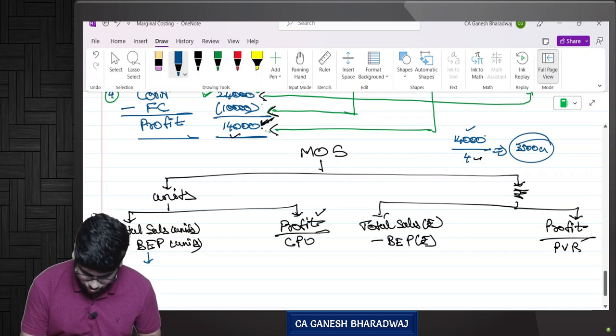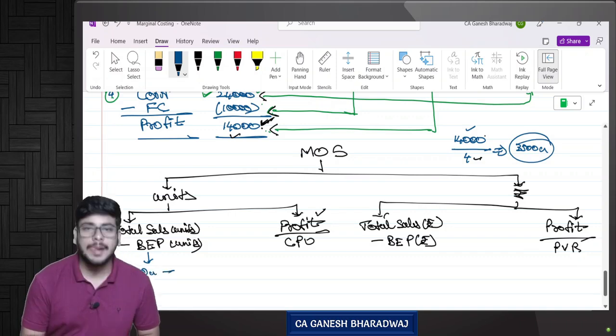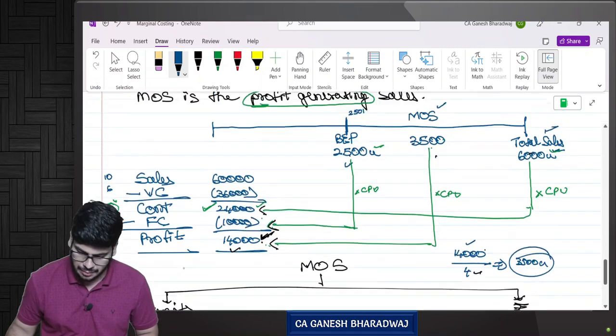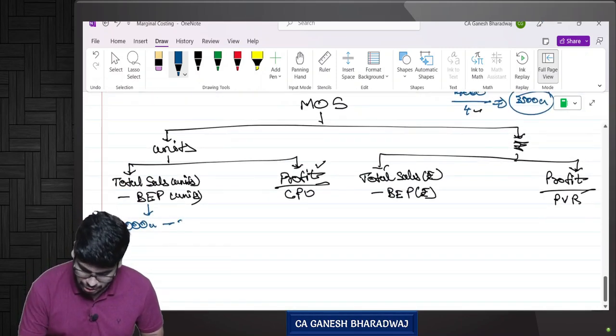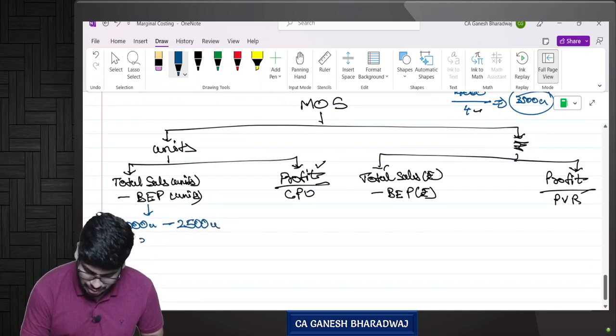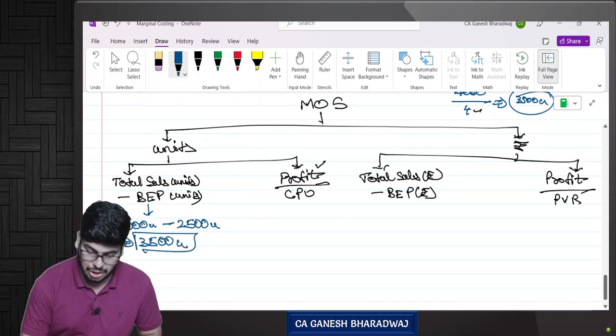So total sales was how much? I have sold 6,000 units. And what is the break-even point in units? We just calculated: break-even point in units is 2,500 units. So 6,000 minus 2,500 units. How much is that? This is going to be 3,500 units. Correct or not? Yes, this is going to be my margin of safety.